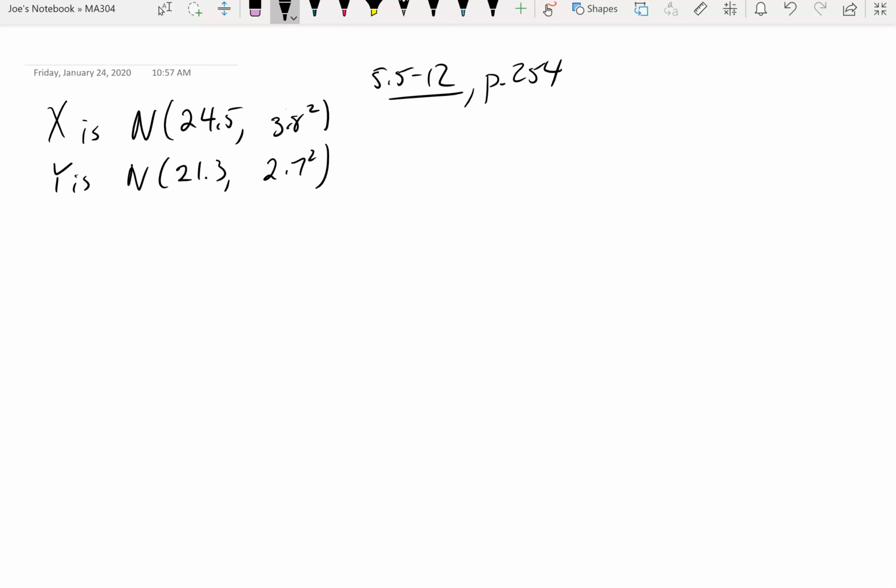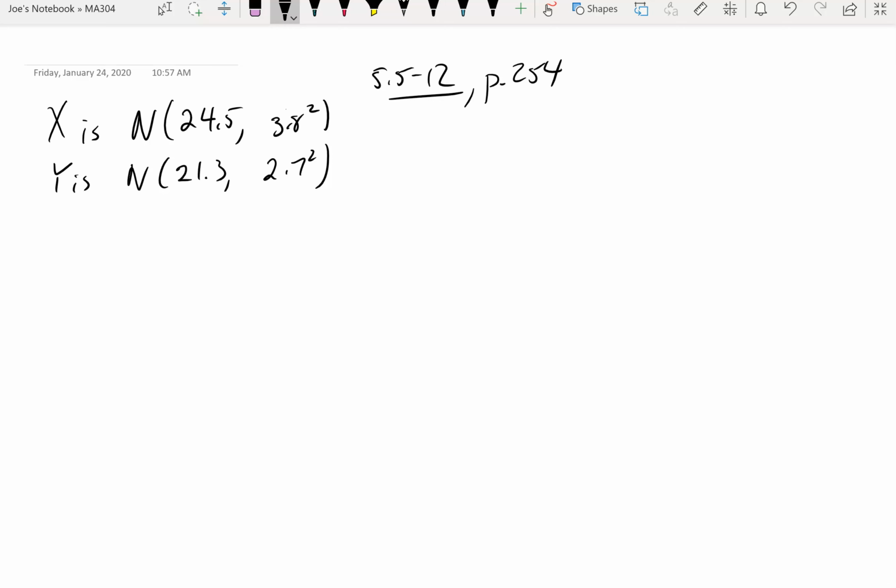All right, so in 5.5-12, they give you an x and a y and how they're distributed. It actually gives you the standard deviations in the problem, which is why I changed them to the variances by putting the squareds up there. Because remember, when we describe a normal distribution, we typically describe it as the mean and the variance in that notation. So that's why those squareds are there.